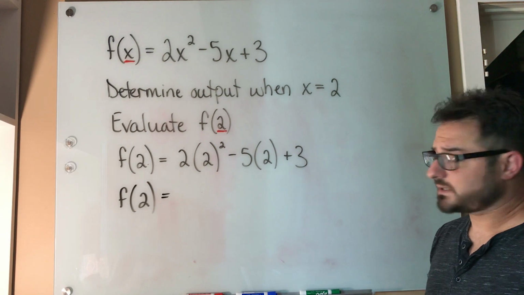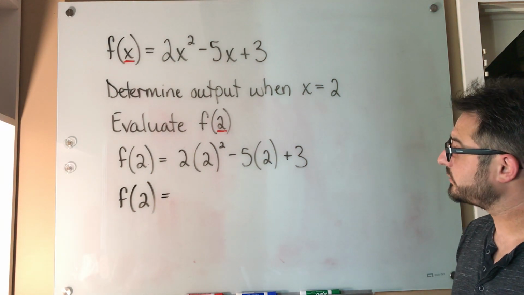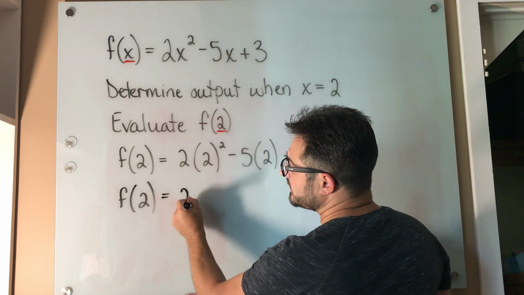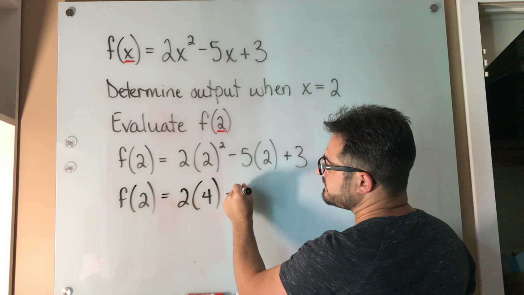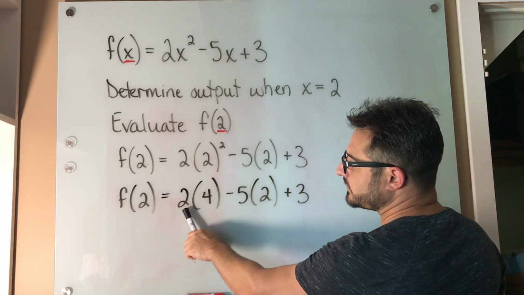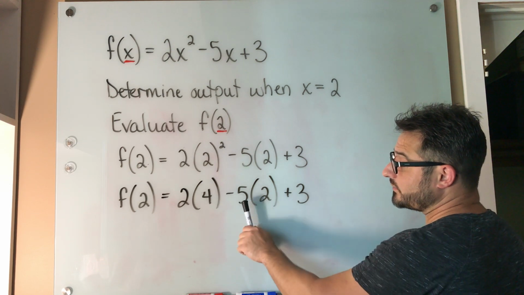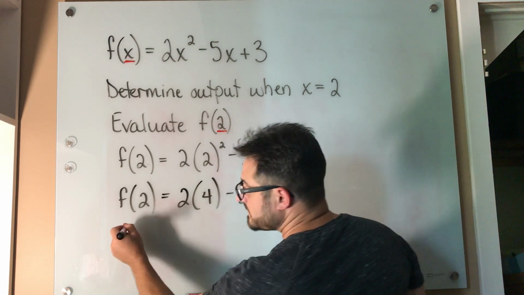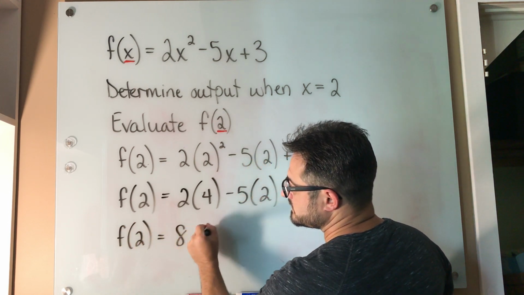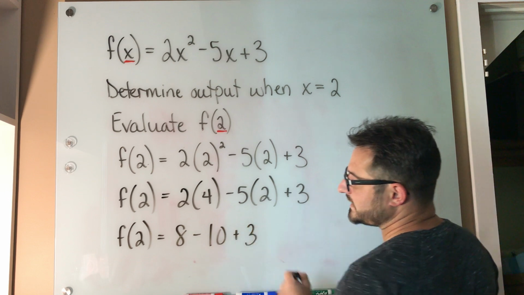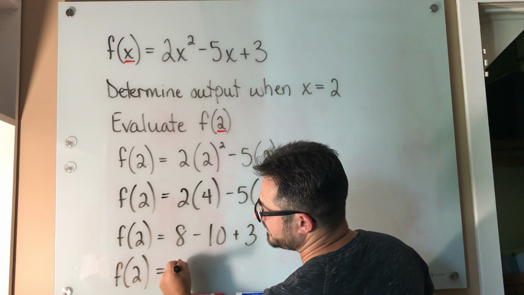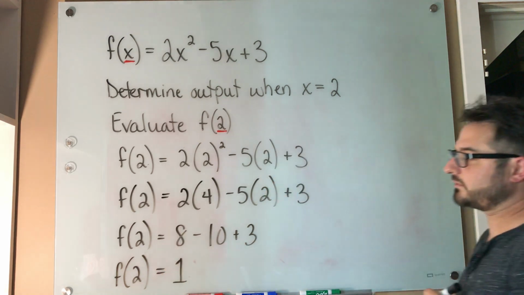So we evaluate this as you evaluate any expression. We use the order of operations. So 2 squared becomes 4. We can then do the multiplication 2 times 4 and the multiplication 5 times 2. And lastly, we can add and subtract until we get our final results.